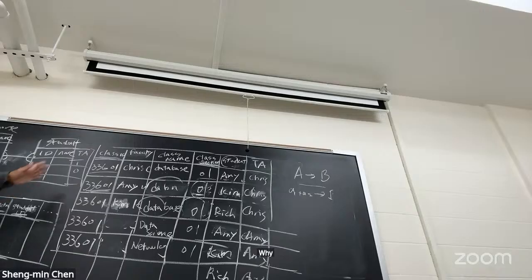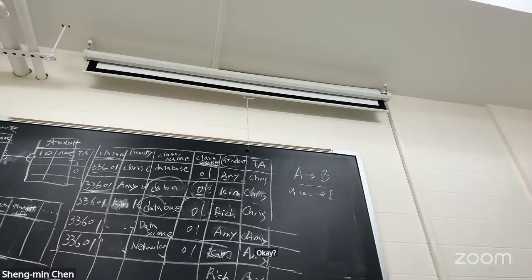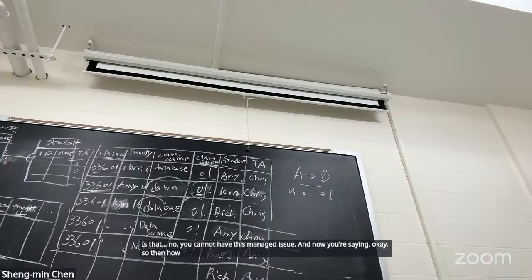Why? Because we literally just did that exercise. This is just kind of a disguise. And we get to the answer before we are even asking the question, can we do this? Okay? Now, what Jonah had mentioned is that, no, you cannot have this many to many relationship. And now you're saying, okay, so then how do we denote the relationship?